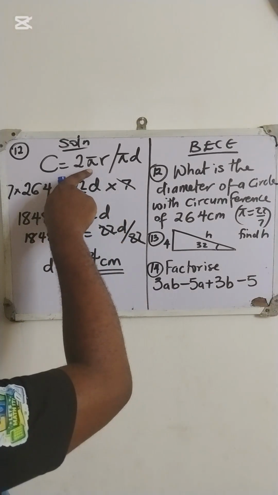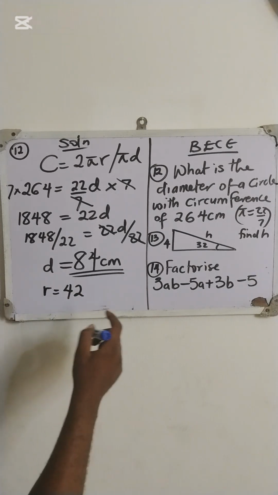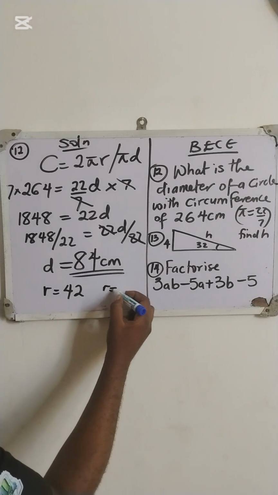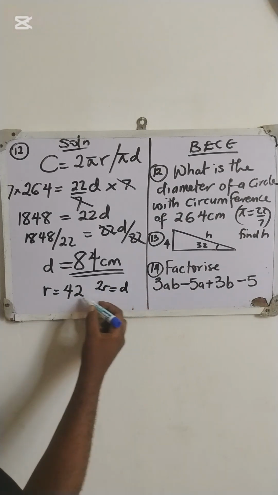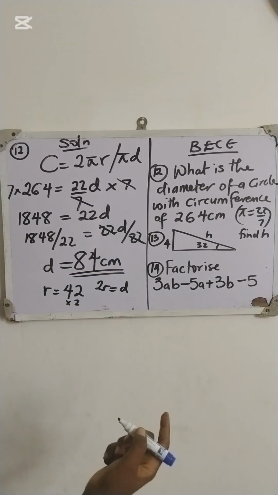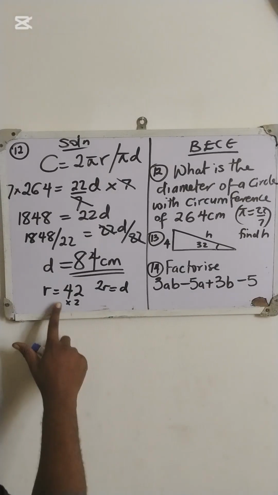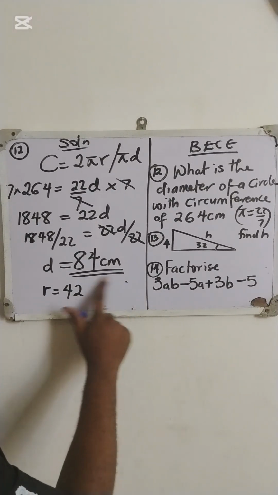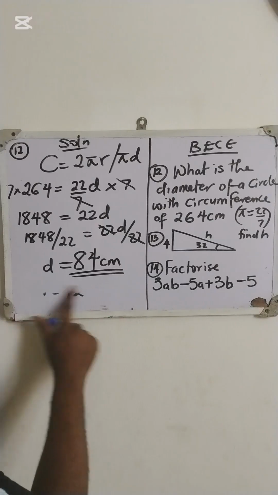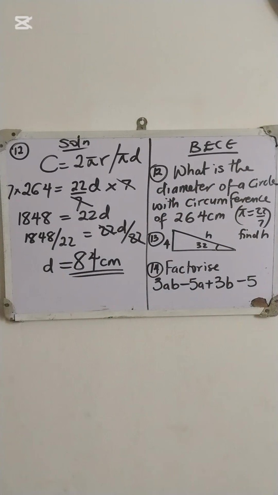If we had used the other formula, our radius would have been 42. We know that 2 radius is 1 diameter. So we would have had to multiply this by 2 to get back our 84. That would have been longer, but using pi d is straightforward. So the radius is 42, but the diameter is what was asked: 84.